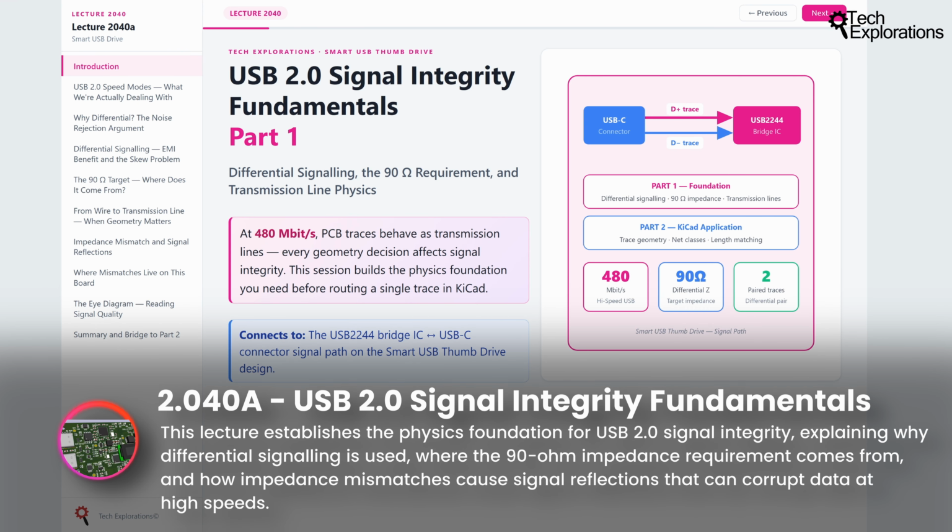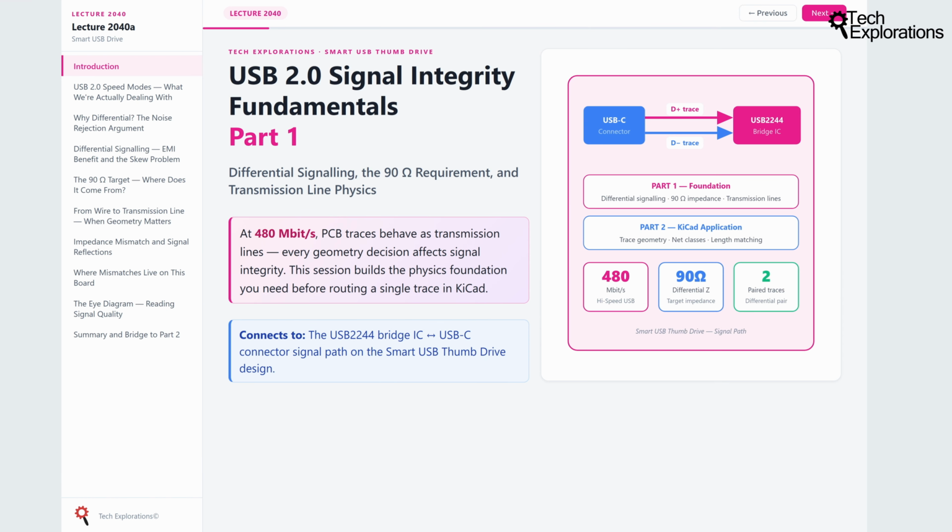Routing a USB differential pair is not just a matter of drawing two lines from A to B. At 480 megabits per second, the copper traces on your PCB behave like transmission lines, and every geometry decision, such as the trace width, spacing, and length, affects whether the signal arrives intact or reflects back and corrupts data.